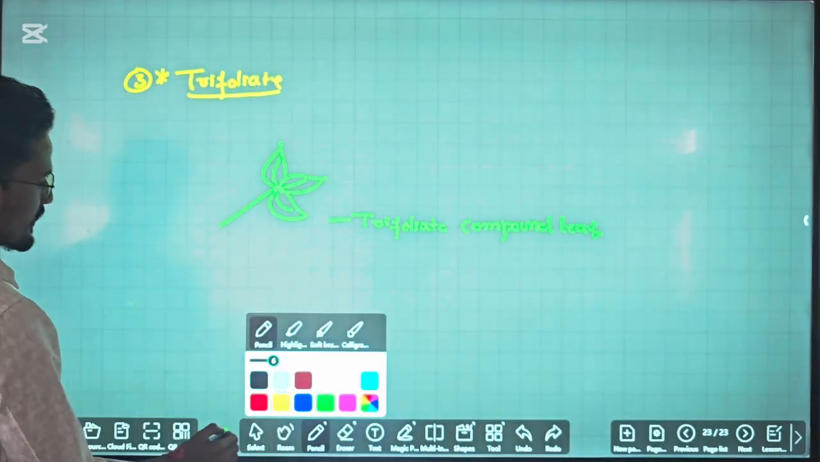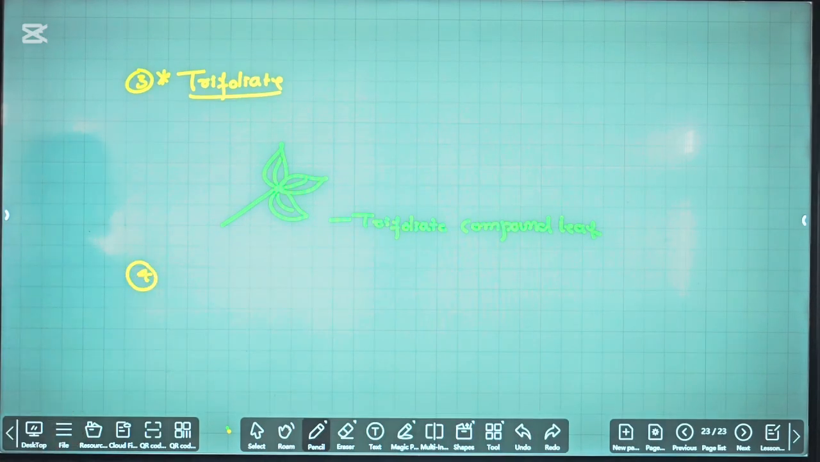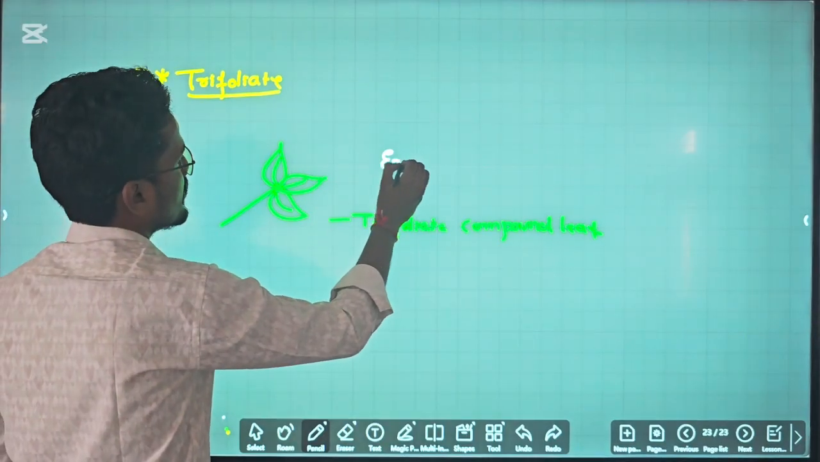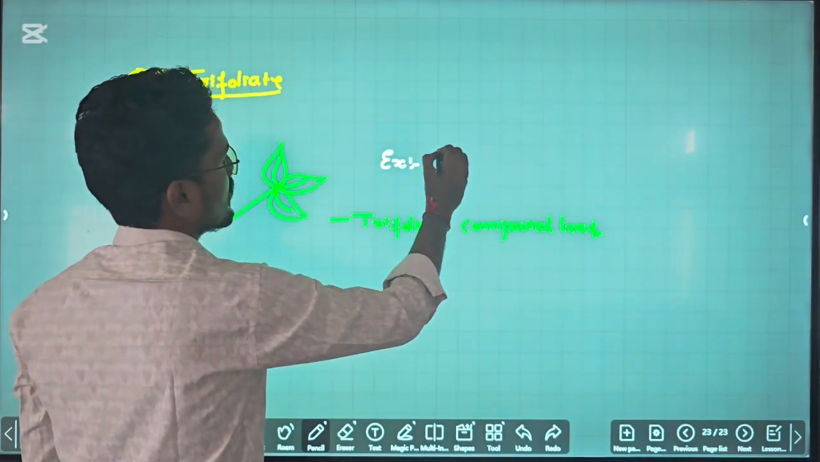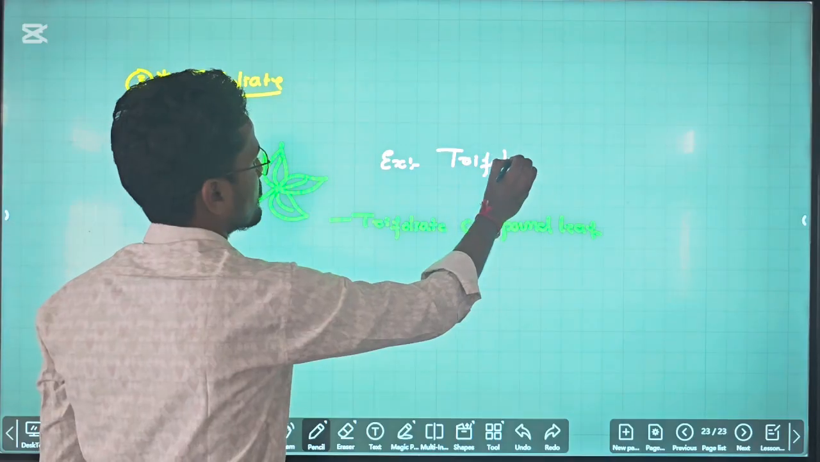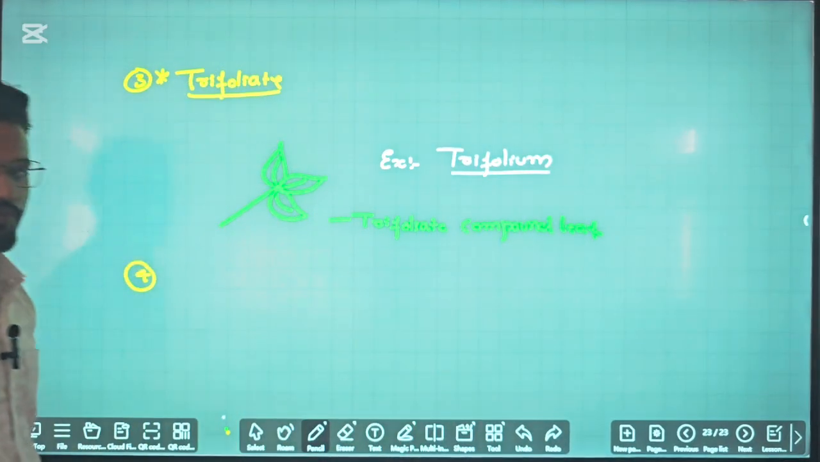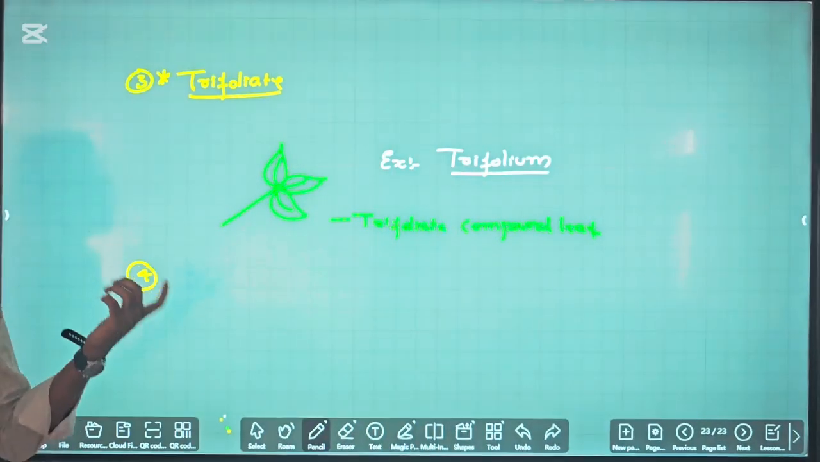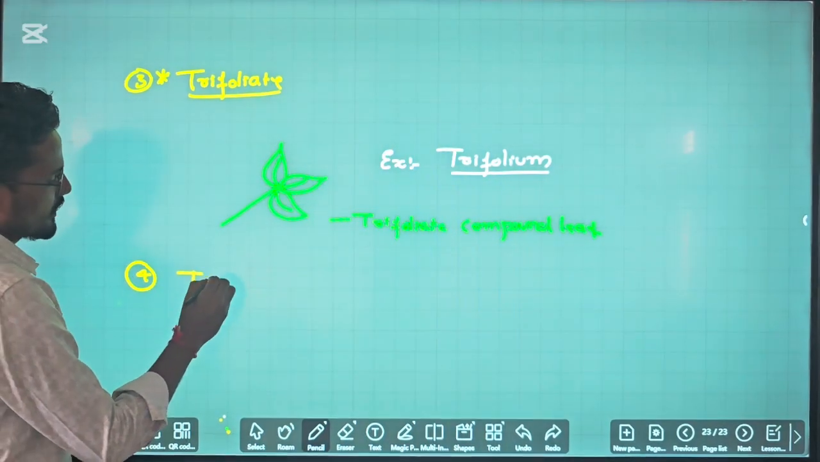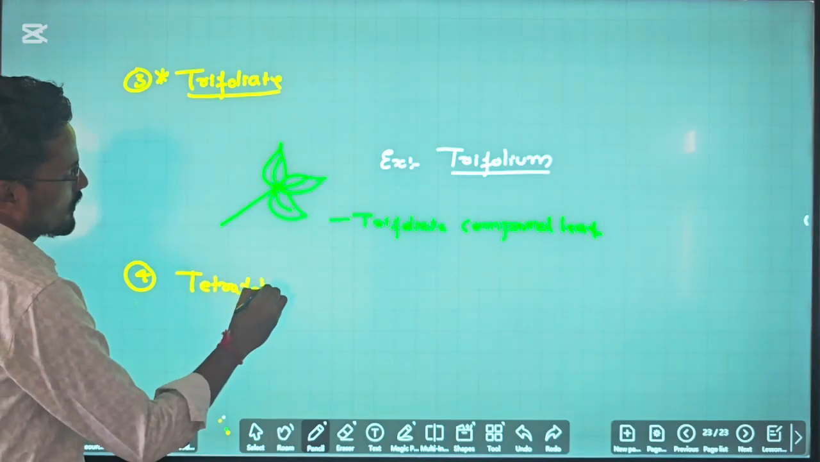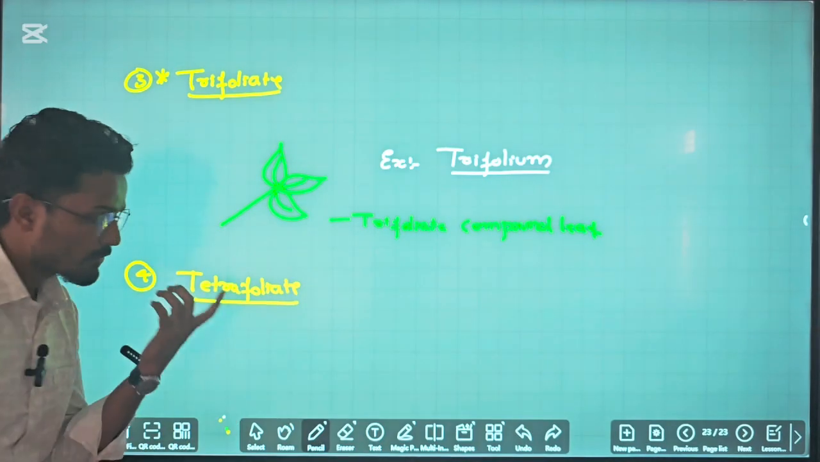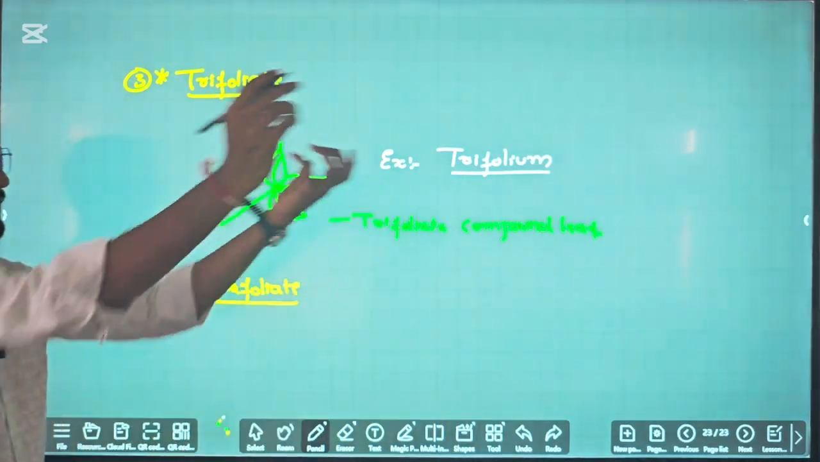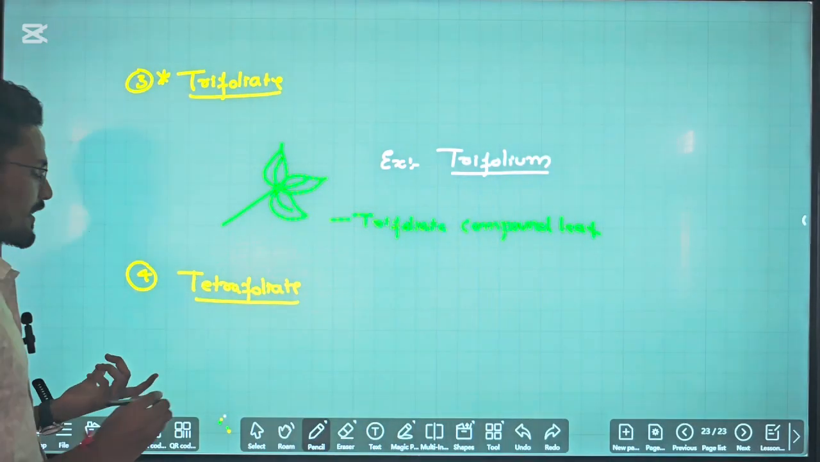Next, the fourth type is tetrafoliate. For the trifoliate, there is one example, that is nothing but Trifolium. Trifolium is an example for that one. Next, the fourth type of compound leaf is tetrafoliate. We'll see how actually tetrafoliate looks in a diagrammatic manner.